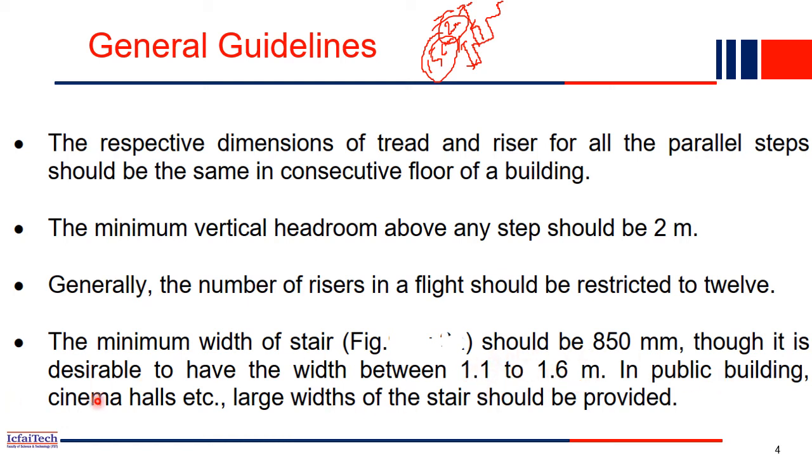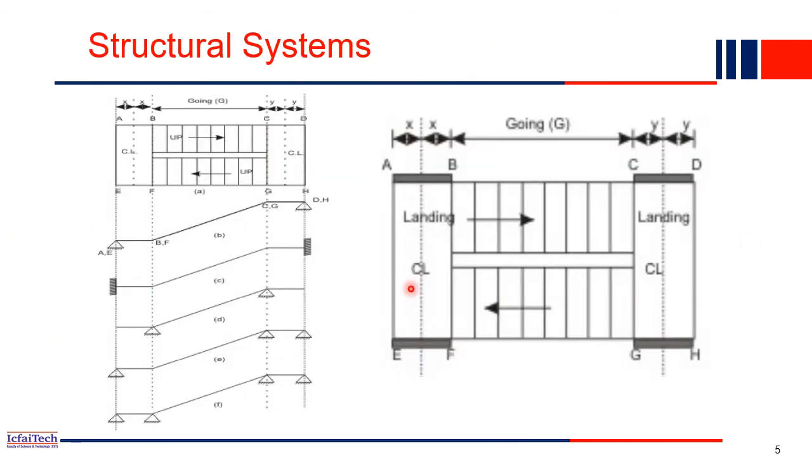In a public building like a cinema hall, a larger width of the staircase should be provided, because in public buildings more people will be visiting. So in that case, the width of the stair also should be high. But for a residential building, maybe a two-story building, a width of 850 is also sufficient, because very few people will be staying there, right?